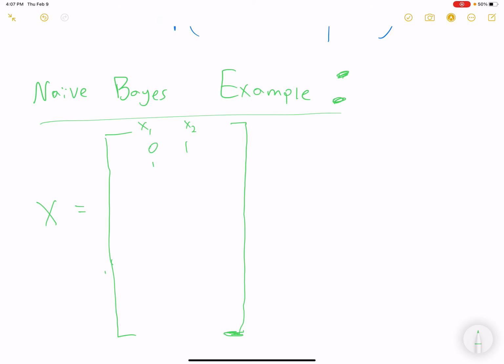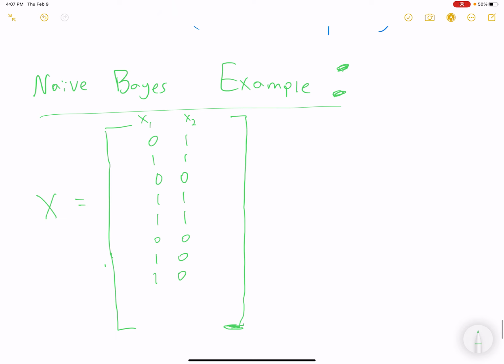Our training data set in NumPy would look like this. And the corresponding Y labels for, let's say, spam and not spam look like this. Trying to make sure these line up close enough.